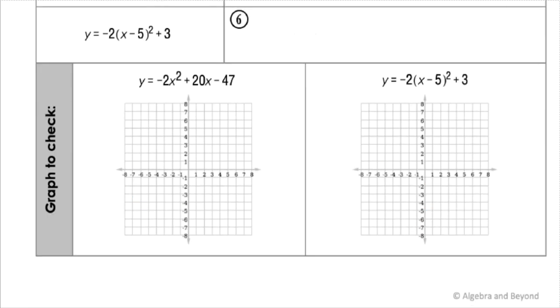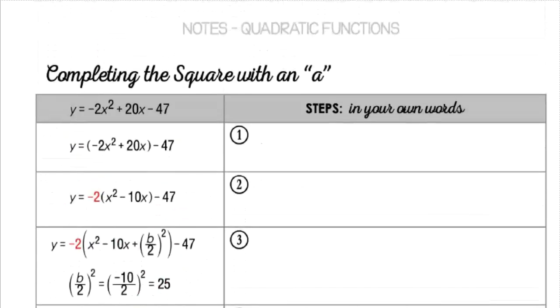Now, what we need to talk about is what happens when we have an a value out front. When we have that a value out in front, it changes just a little bit about what we're going to do. You can see that that first step is the same. We're going to put parentheses around the x squared and x terms. We're going to group them together. And our goal is still going to be to create a perfect square trinomial again.